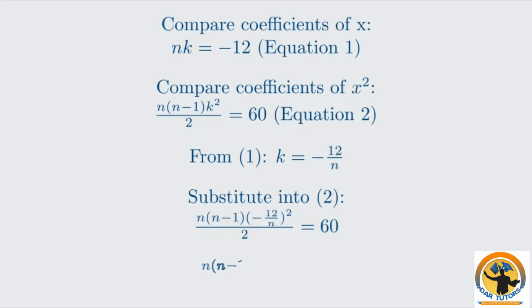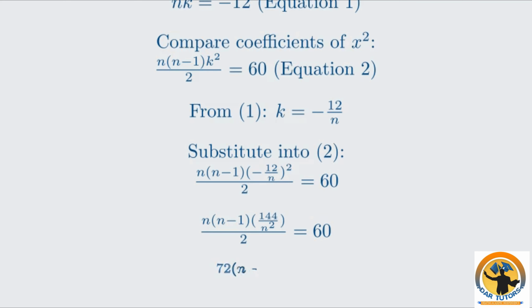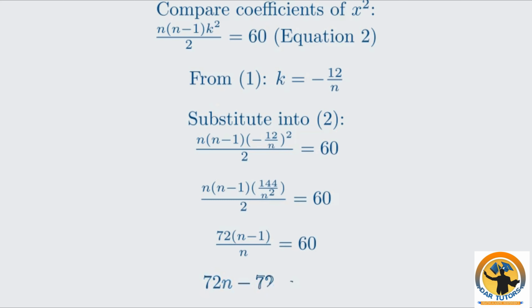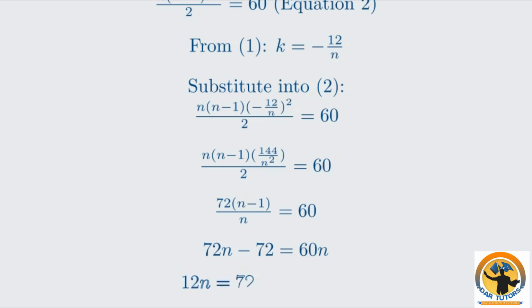This simplifies to n(n-1) times 144 over n squared, divided by 2, equals 60. We can cancel an n from the numerator and denominator and divide 144 by 2. This leaves us with 72 times (n-1) over n equals 60. Now we solve for n. Multiply both sides by n. We get 72n minus 72 equals 60n. Rearranging gives 12n equals 72, so n equals 6.